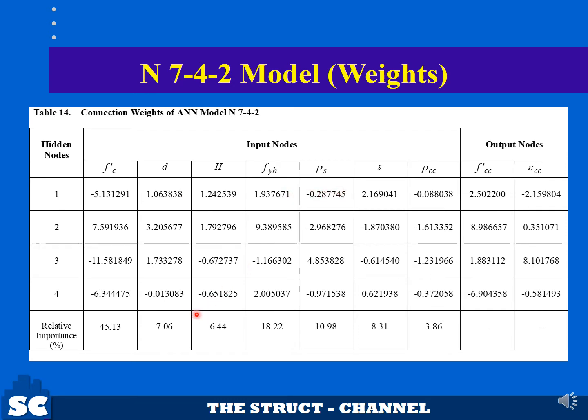The relative importance of these weights can also be determined, and the significance of this is that the f'c has the largest contribution to the prediction of the outputs with 45%, followed by the strength of the steel, the amount of steel, and then the spacing of the ties. The least parameter contributing to the output is the amount of longitudinal steel.